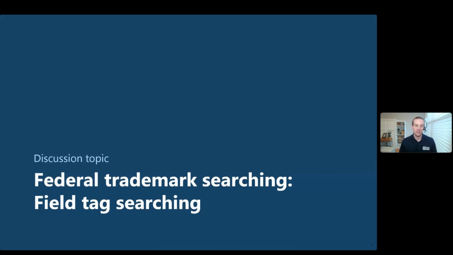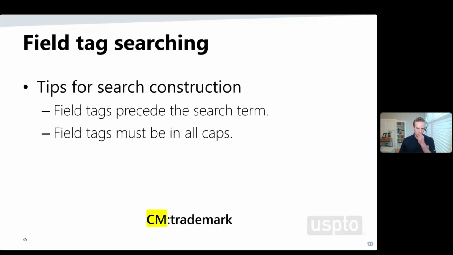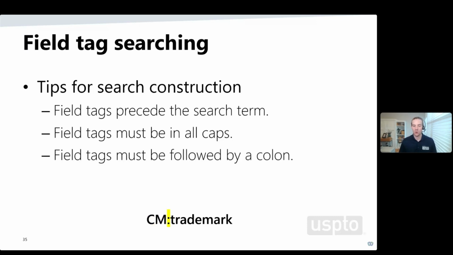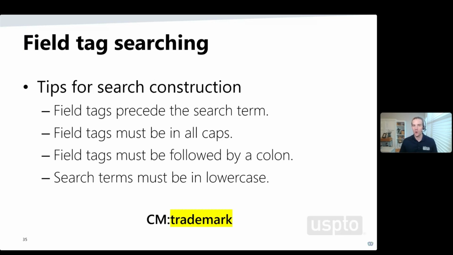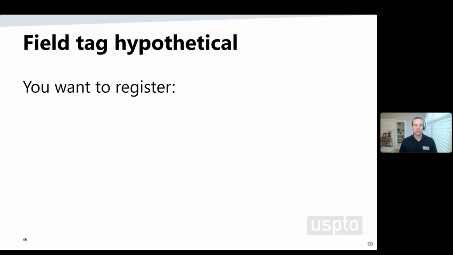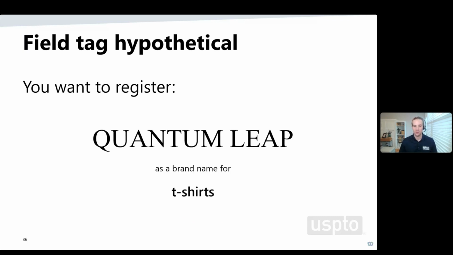So now let's talk field tags. When you are doing a field tag search, you are using a tag at the beginning of your search term to tell the search engine to search in a particular place. So here, CM, that's how you search for word mark. It's in caps, followed by a colon, and then this is your search term. So if you wanted to look up the term trademark as a trademark, this is what that search would look like, CM colon trademark.